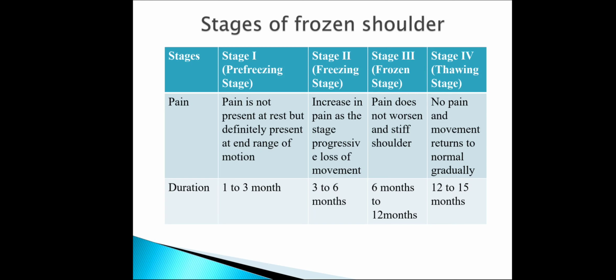Stage 3, that is your frozen stage, where the condition is worsened, pain is at the peak and the stiffness is at the peak. Pain doesn't worsen here. Duration of this stage is 6 to 12 months. Stage 4, that is your thawing stage. No pain in this stage, and this stage is known as the recovery stage, where the movement can be recovered gradually. This stage lasts for 12 to 15 months.